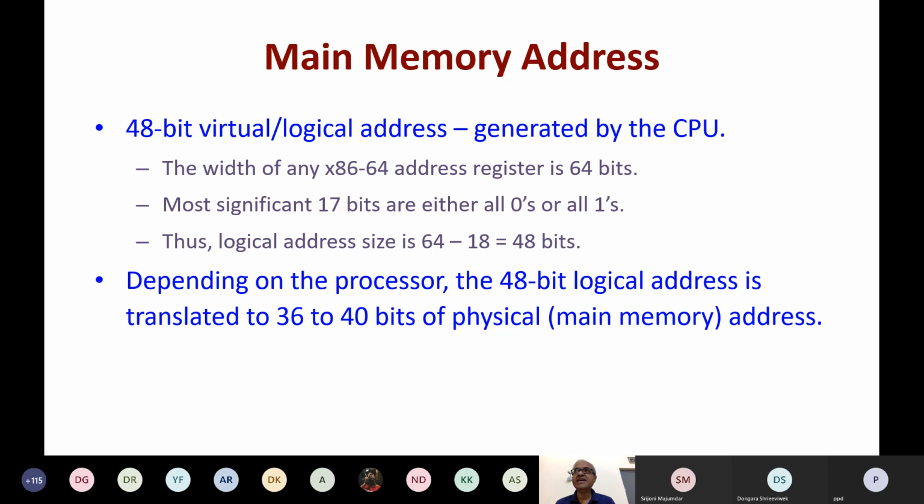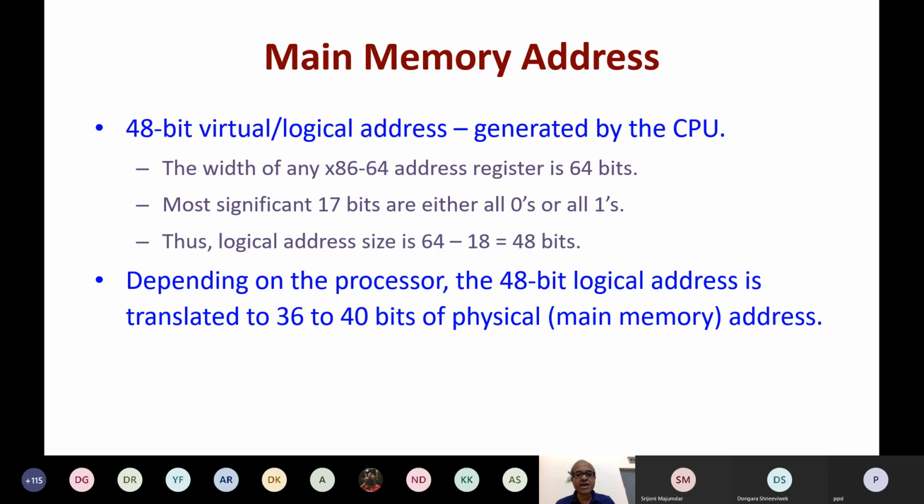But just like your IP register, there are other registers also where you can store a memory address. They are all 64 bits in size. But out of them, the most significant 17 bits will be either all zeros or all ones. You cannot have any other combination. So you are having the remaining 47 bits plus those 17 bits being either 0 or 1. So effectively 48 bits of information you can have. So that is your 48-bit virtual or logical address.